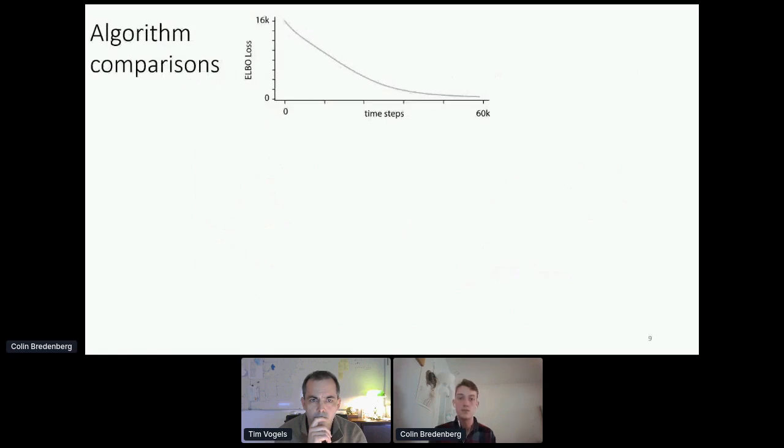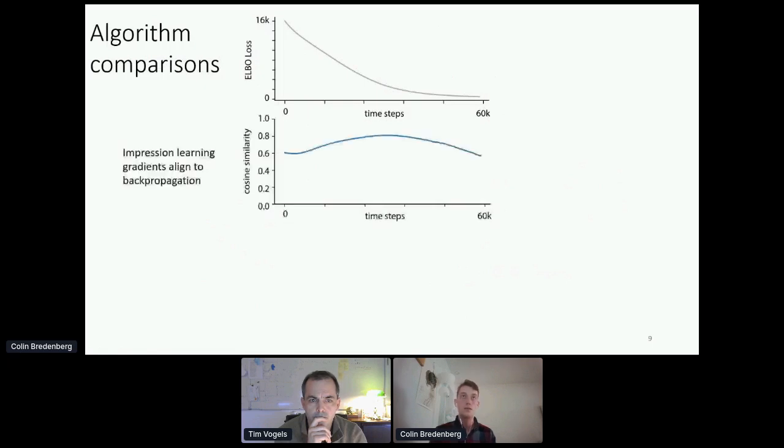I'm plotting first the loss through time as the network learns its task using impression learning. And underneath, I'm showing the cosine similarity between the impression learning gradient and the backpropagation gradient. We can see that the network begins with a positive alignment, increases its alignment throughout time, before losing some of its similarity as performance becomes near optimal, where the norm of the gradient is already near zero.